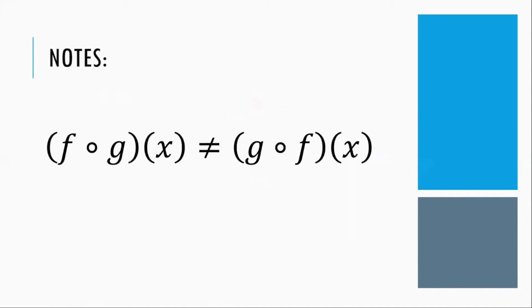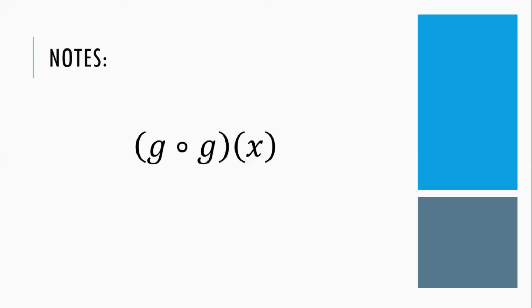A couple of things to note right off the bat here. We get that f composed of g is not the same thing as g composed of f, so the order matters. It's totally valid to say g composed of g of x. It just says do g, then do g again.